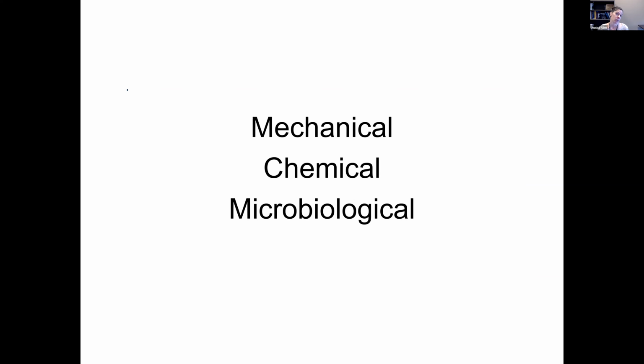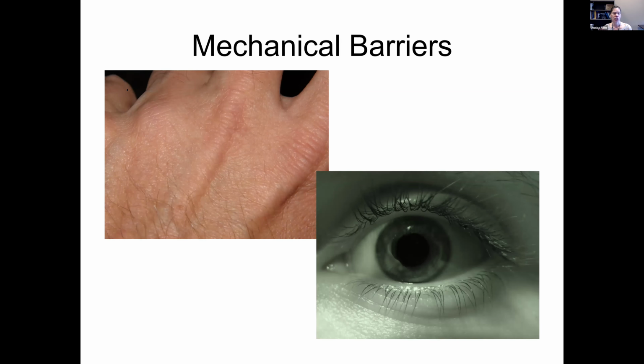When we think of innate immunity, we think of generally three categories of barriers: mechanical barriers, chemical barriers, and microbiological barriers. Our mechanical barriers are just the tight junctions in our skin, the fact that we can physically close our eyes. Fun story, my mother actually has a neuromuscular issue where she can't close one of her eyes completely.